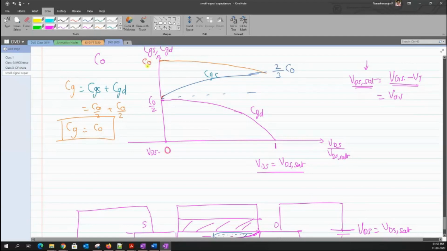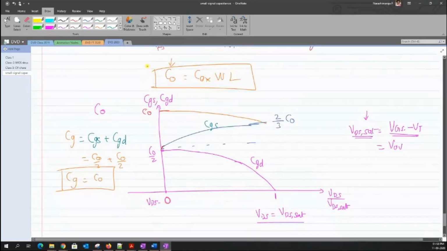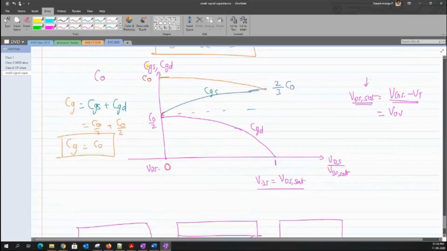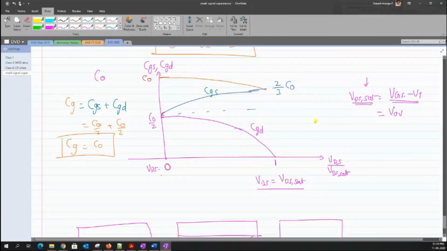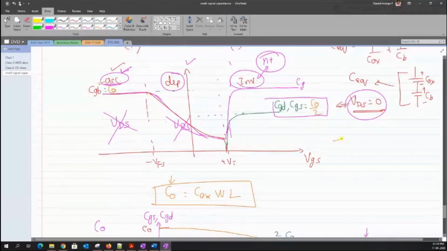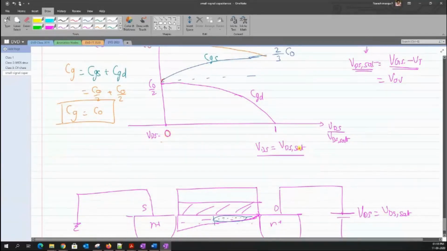So you could see that the gate capacitance sees a kind of variation with respect to the drain to source potential. It not only varies with respect to gate to source potential, but also with respect to drain to source potential. So in short, the gate capacitance is a kind of variable quantity. It does vary with respect to both VGS and VDS, and this is the graph that shows both these relations. This one is with respect to VGS, and this one is with respect to VDS, clear?